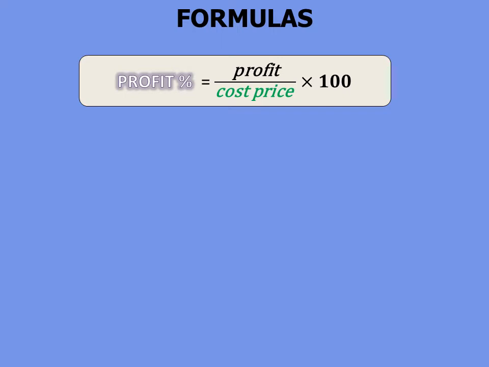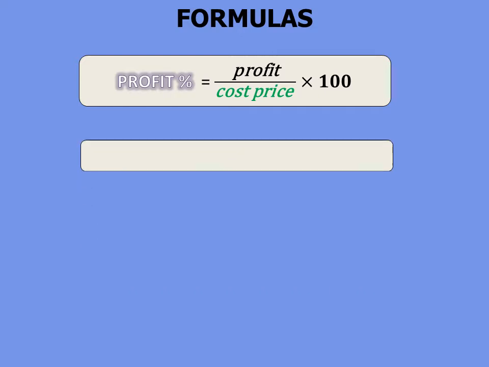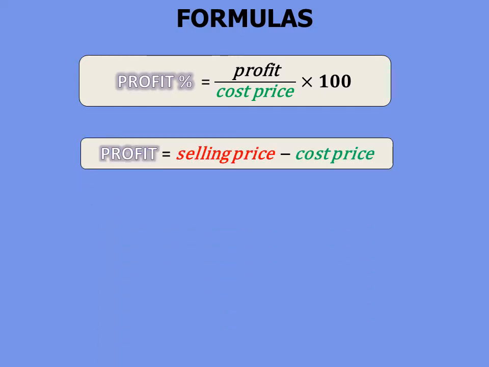Now, this is the formula for profit percent. But how do we calculate profit again? You have to remember how to calculate profit before you can calculate profit percent. Very good. Profit is equal to selling price minus cost price.